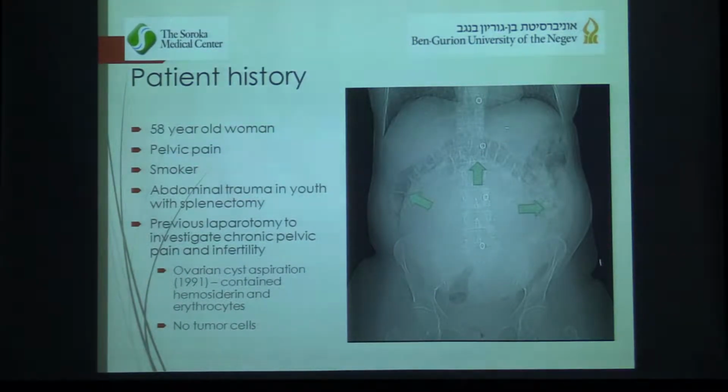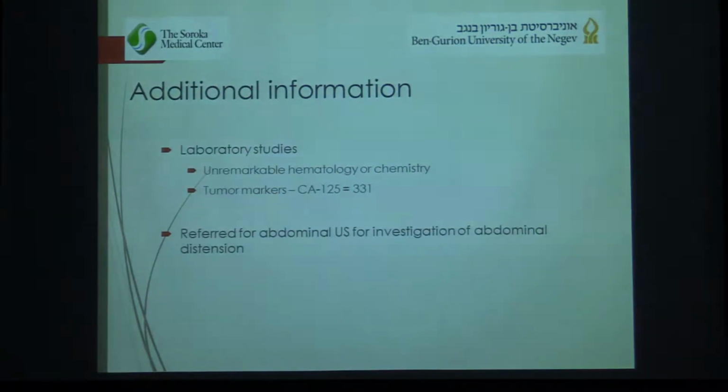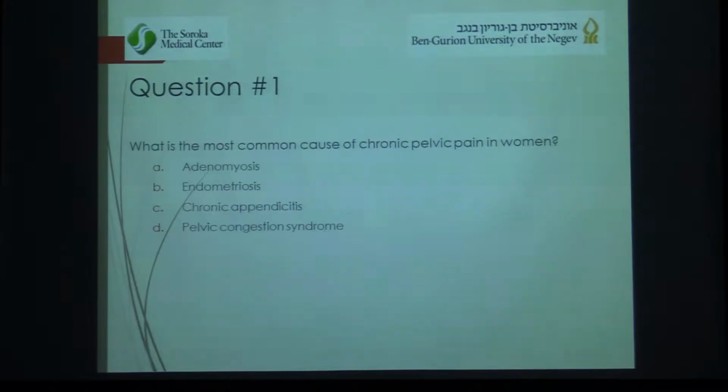Unfortunately, I didn't have any prior imaging, but I brought this CT SurView image instead of an abdominal X-ray, and we see that there's a hint of a central abdominal mass displacing the bowel loops, and we see a staple in the left upper quadrant. Additional information: her lab studies were unremarkable, but her tumor markers showed an elevated CA125. Based on her clinical and laboratory findings, she was referred for an abdominal ultrasound.